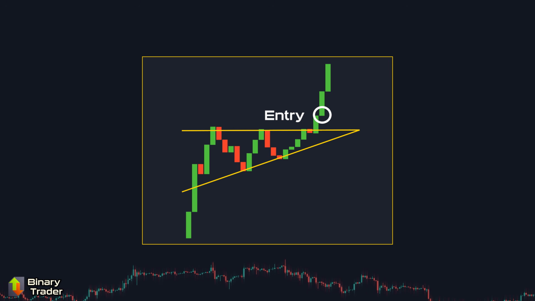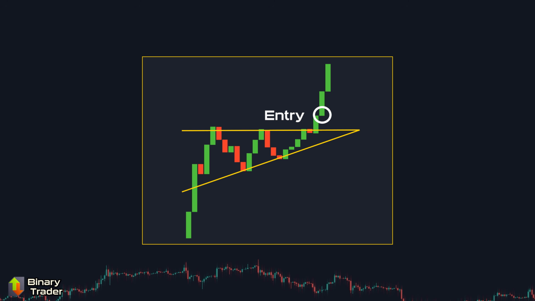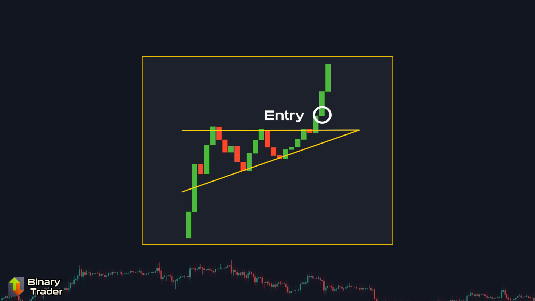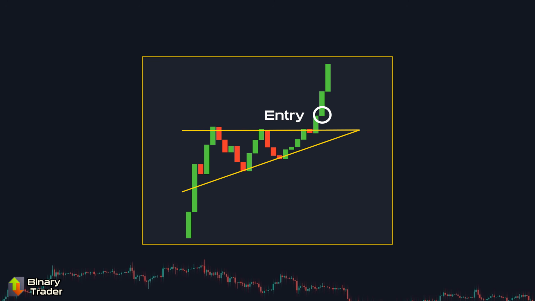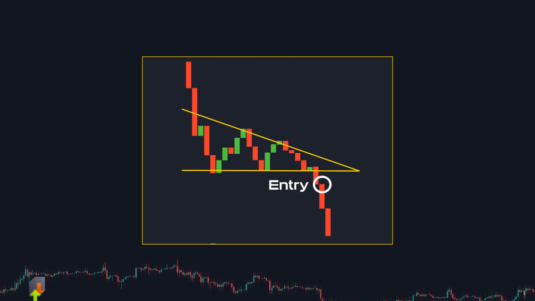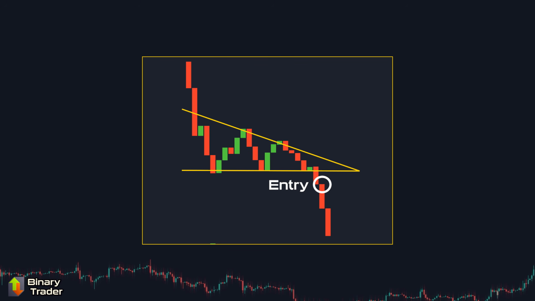With an ascending triangle, buyers keep pushing into the same resistance level while the pullbacks get smaller. That usually means pressure is building for a breakout. And conversely, descending triangles work the same way in reverse.